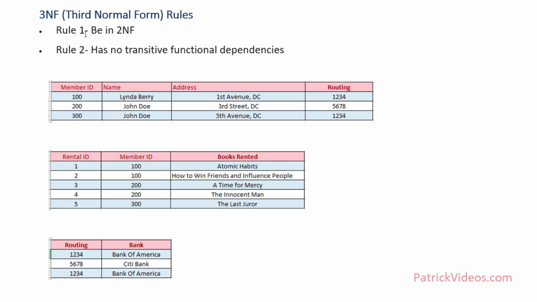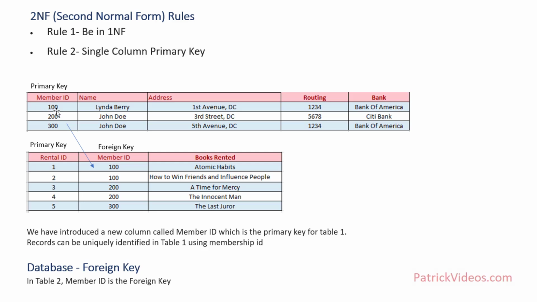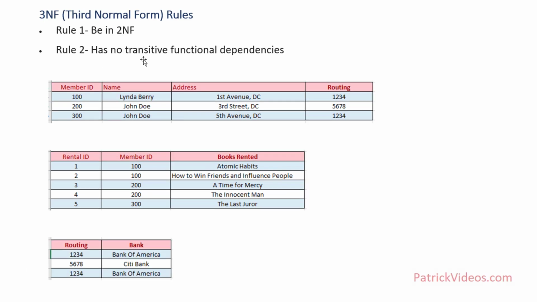Now let's look at the third normal form. Third normal form first says be in second normal form. That is, first be in first normal form. Make sure that every cell has one data. Make sure that every record is unique. Make sure that they have a single column primary key. And the third normal form says it should have no transitive functional dependencies. That is, when you're updating one column, you should not be forced to update another column, because if you have such a dependency, people may forget to update it. The developers may forget to update both the columns. So that's what the third normal form is.